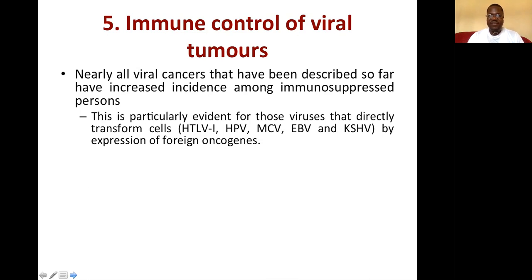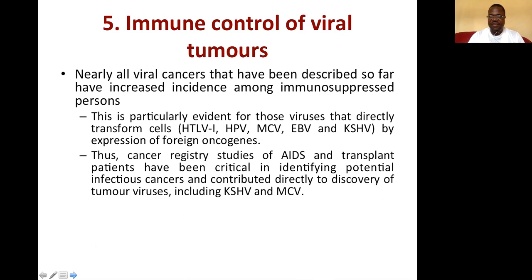So we see high incidence. This is evident for those viruses like HTLV-1, HPV, MCV, EBV, KSHV, 1, 2, 3, 4, those 5 out of 7 that we described, which are highly prevalent in areas where HIV prevalence is extremely high. That's where you find the development of this cancer. It happens because the patient loses their immune system. The immune system is very weak, then they develop this type of cancer.